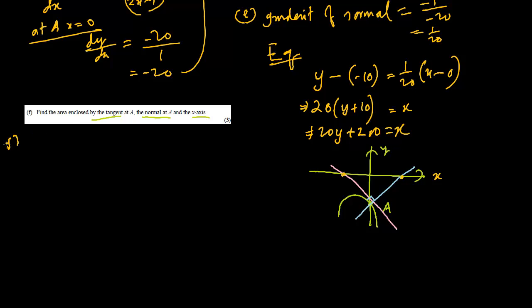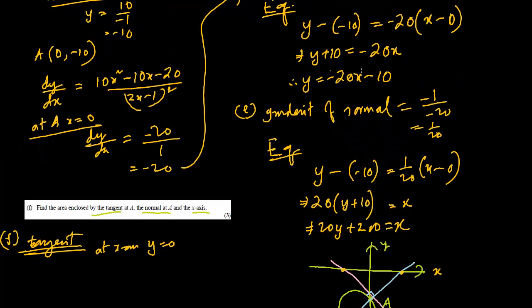So let's do this. So let me write tangent here. Tangent. So at x-axis, y equals 0. So the equation of the tangent is 0 equals minus 20x minus 10. This is the equation of the tangent. So this is going to be 20x equals minus 10. Therefore, x equals minus half. 10 by 20 is half.